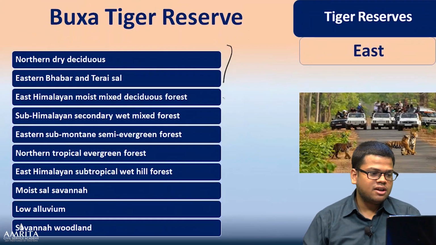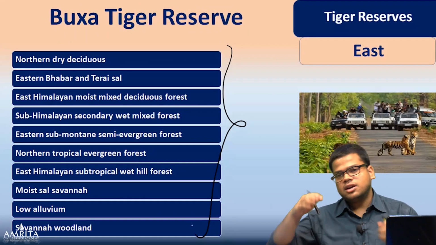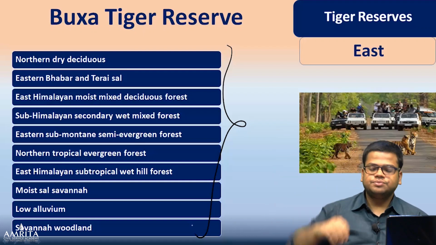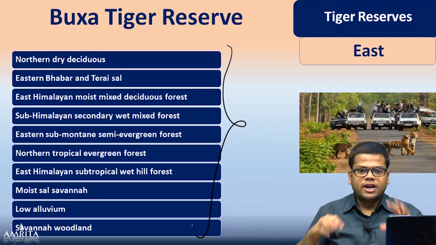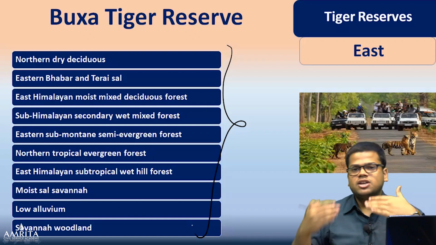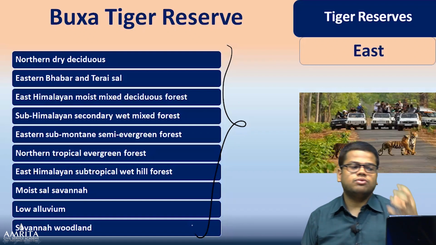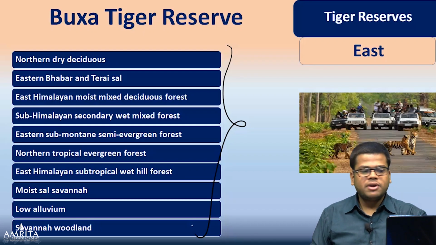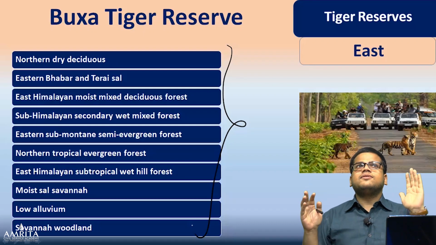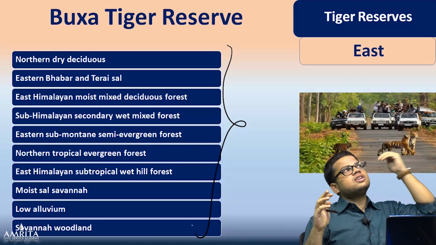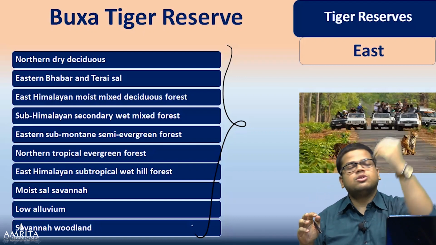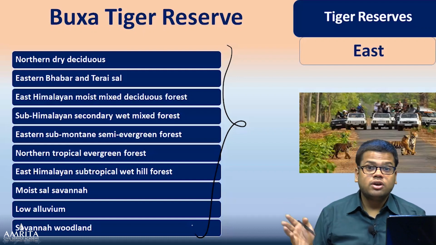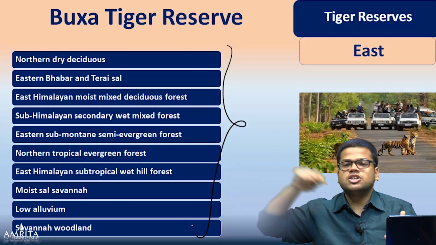So basically, Buxa Tiger Reserve, as you've discussed, has such an altitudinal variation. That is why it also has a lot of variation in the vegetation, from moist deciduous to savanna woodland. You don't have to remember everything, just remember this logic: Buxa Tiger Reserve has a very large altitudinal variation, so it must have a large variety of vegetation coverage.